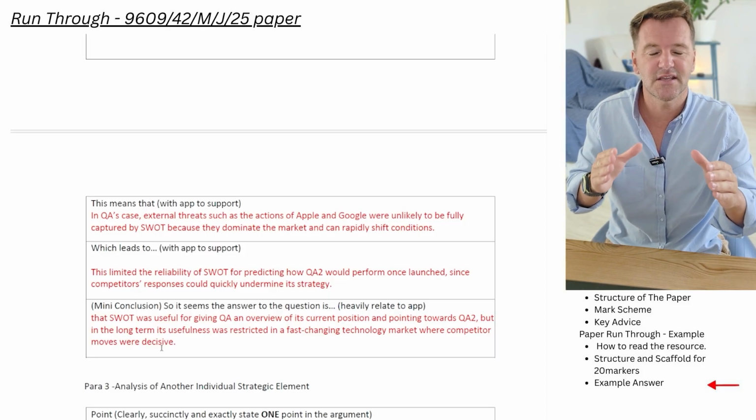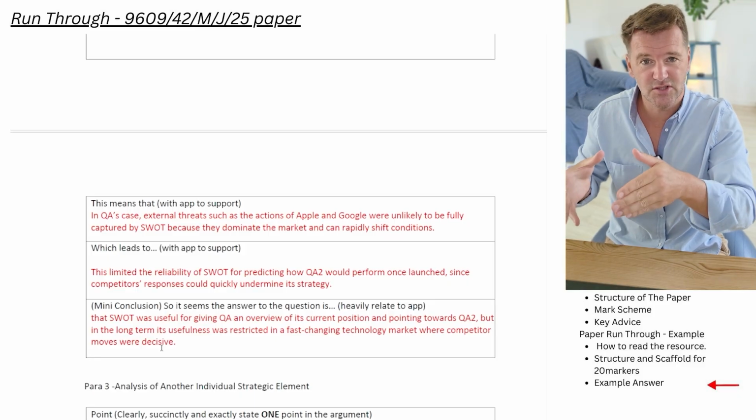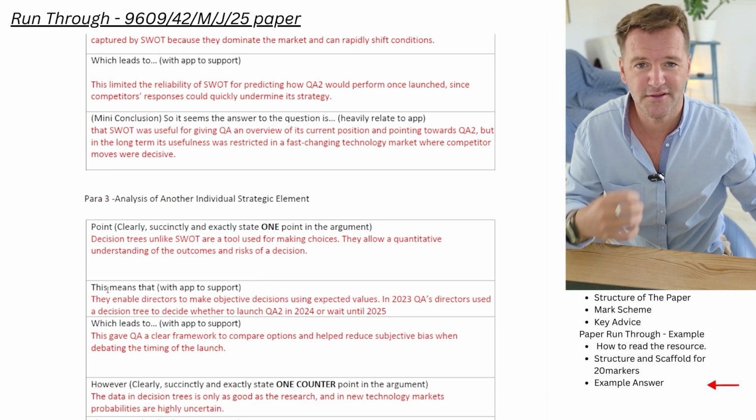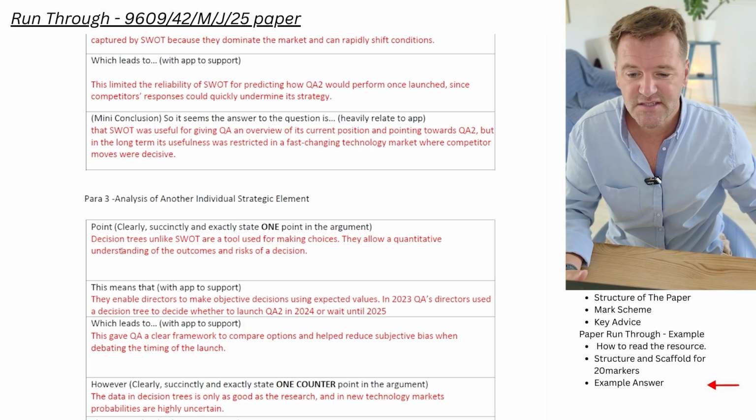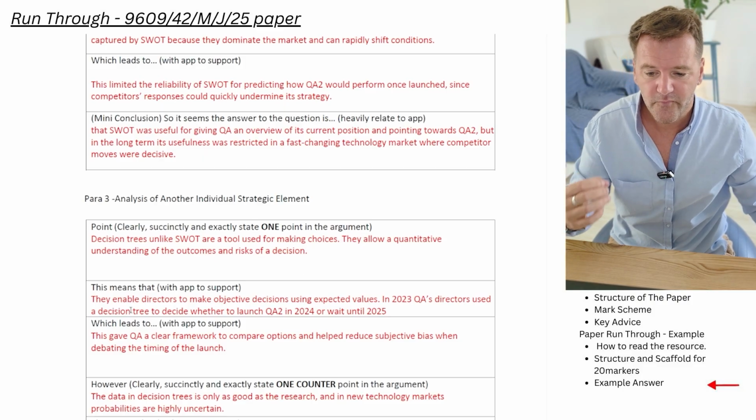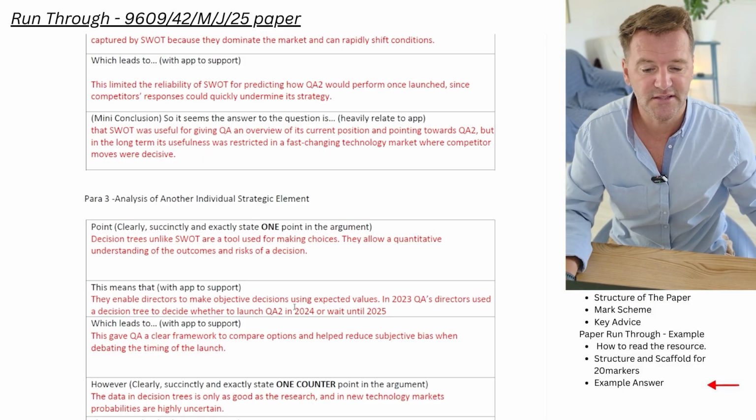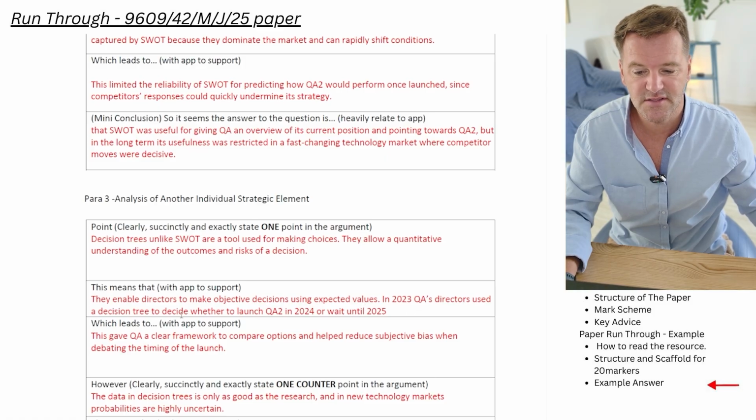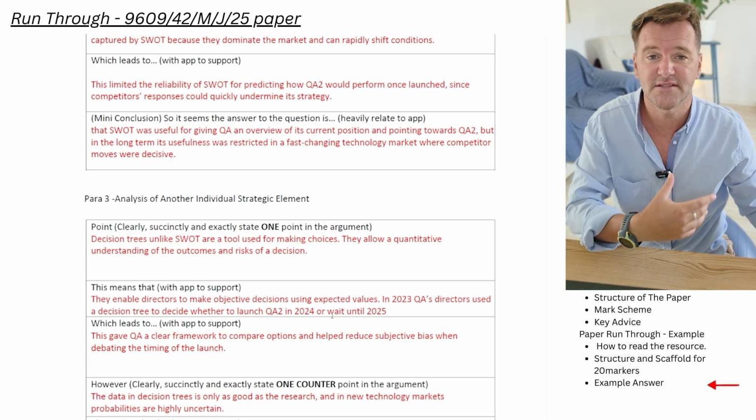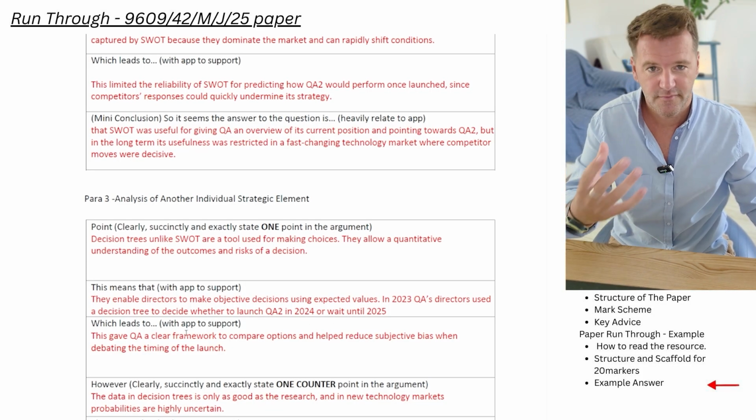Really good in these essays to think of the future of a business in the short term and in the future. So I've got analysis. Now on to the other side, before I take too long and bore you all to death. Decision trees like SWOT are tools used for making choices. They allow quantitative understanding of outcome, AO1. They enable directors to make objective decisions using the expected values. In 2023, QA's directors used the decision tree to decide whether to launch QA2 in 2024 or wait until 2025.